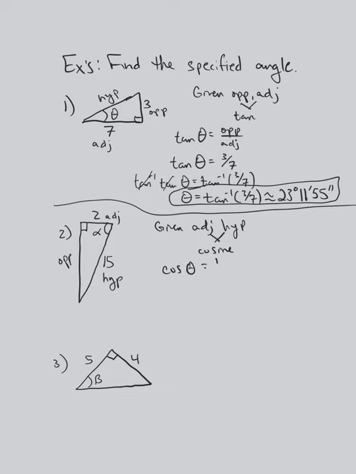Cosine of theta equals the adjacent over the hypotenuse, like that. Now this one's a little bit strange because in the definition we usually write theta, but now my angle is named alpha, so I want to change that to alpha. And then my adjacent side is 2, and my hypotenuse is 15. Okay, so I would take the inverse cosine of both sides.